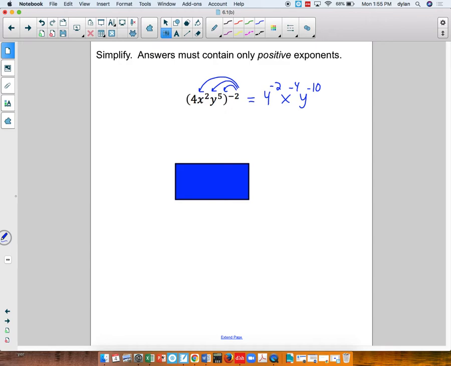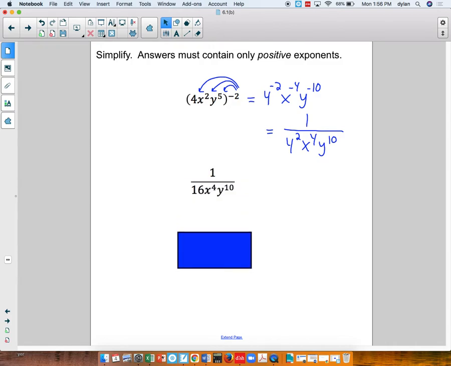Now, because all of these have a negative sign, they're all going to flip to the denominator. So this is the same thing as 1 over 4 squared x to the 4th, y to the 10th. Now the last step here is to turn 4 squared into 16. So your final answer would be 1 over 16 x to the 4th, y to the 10th.